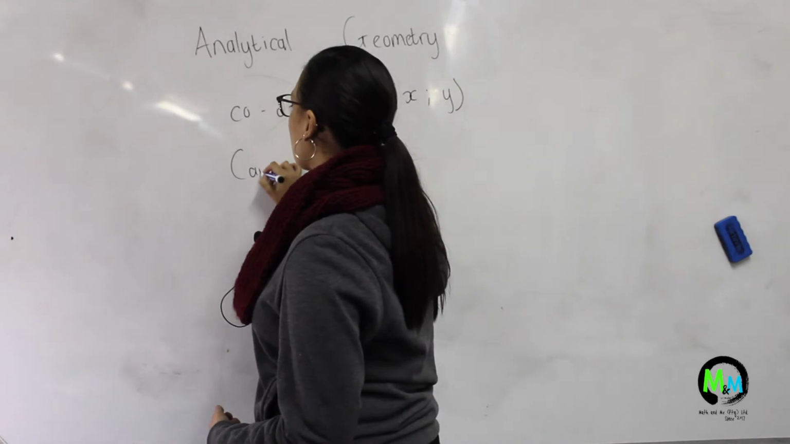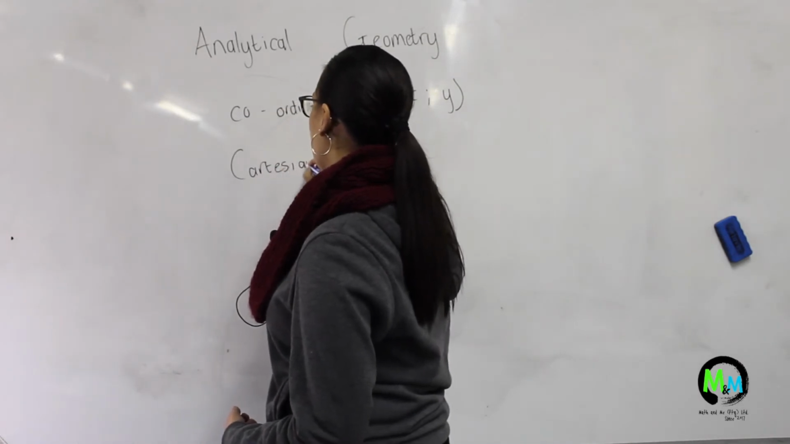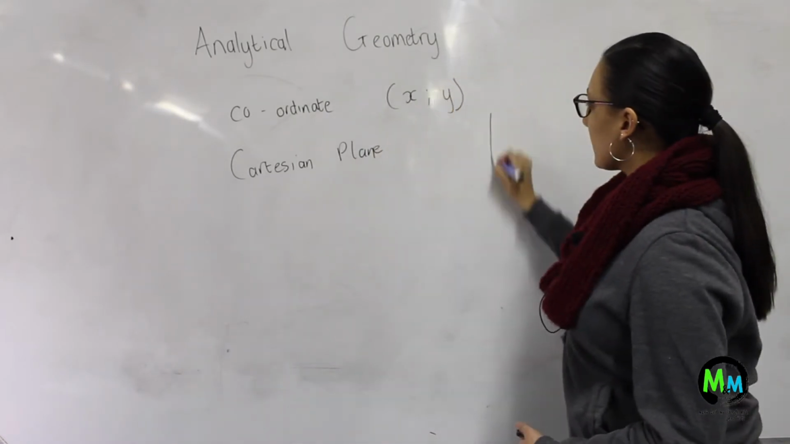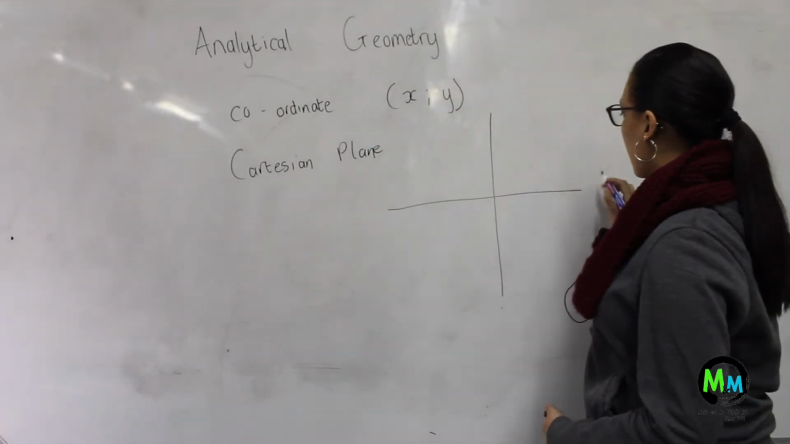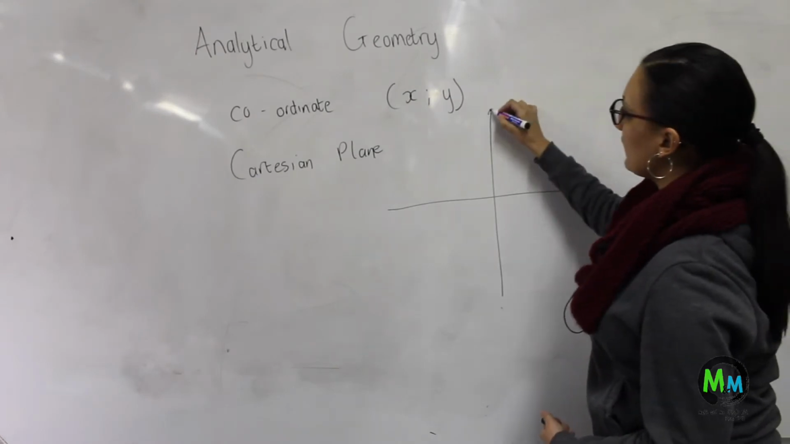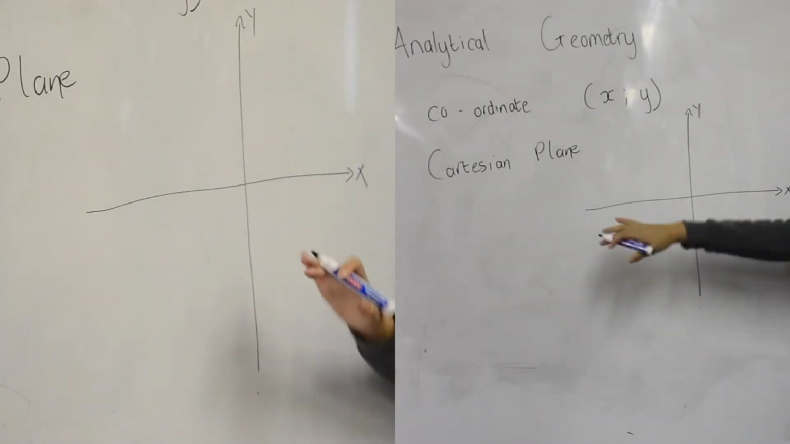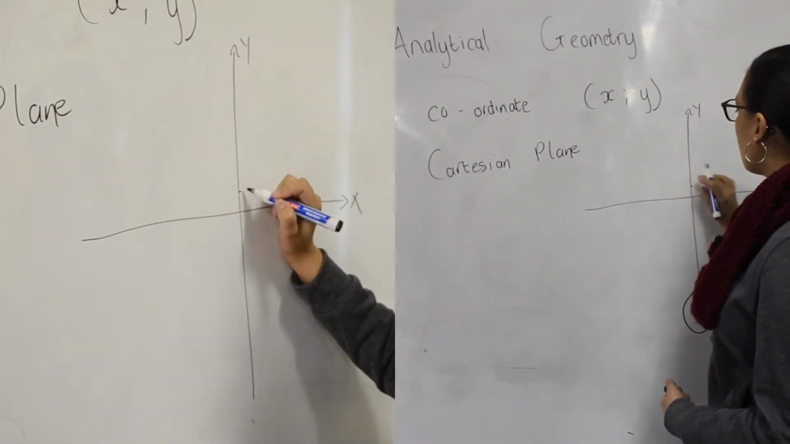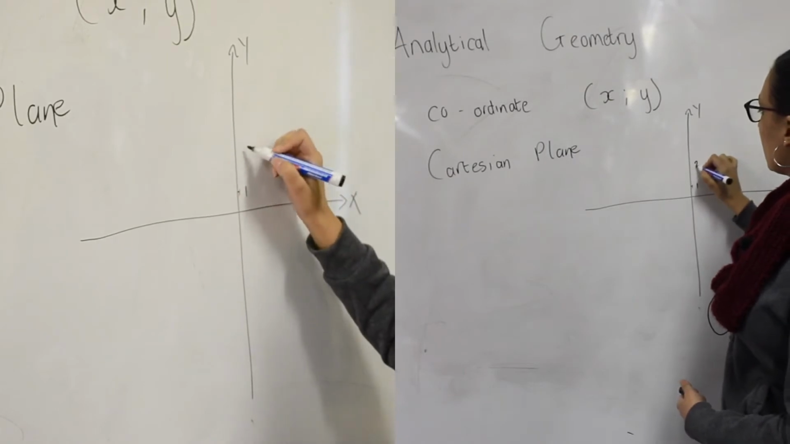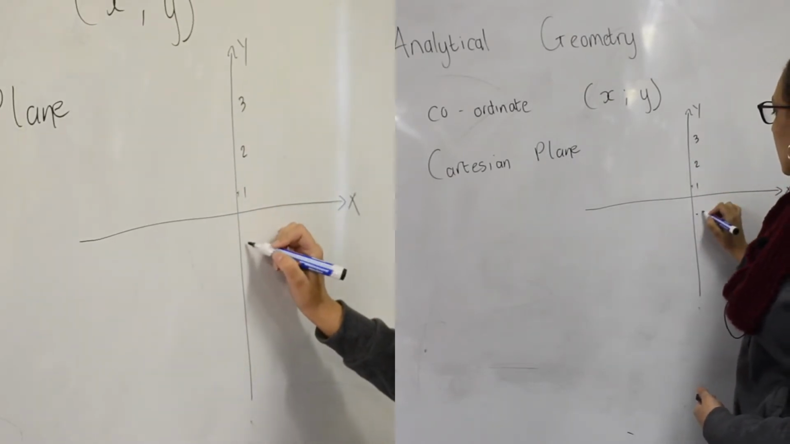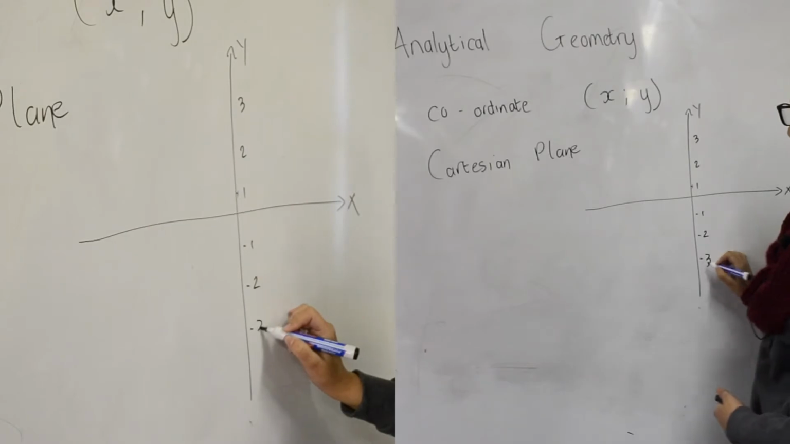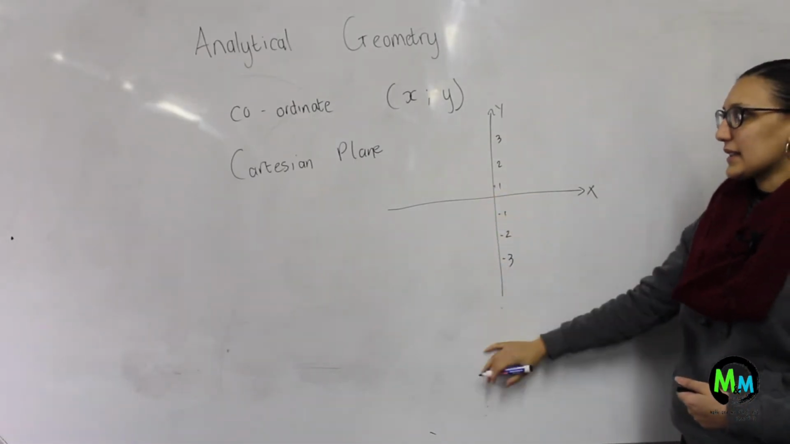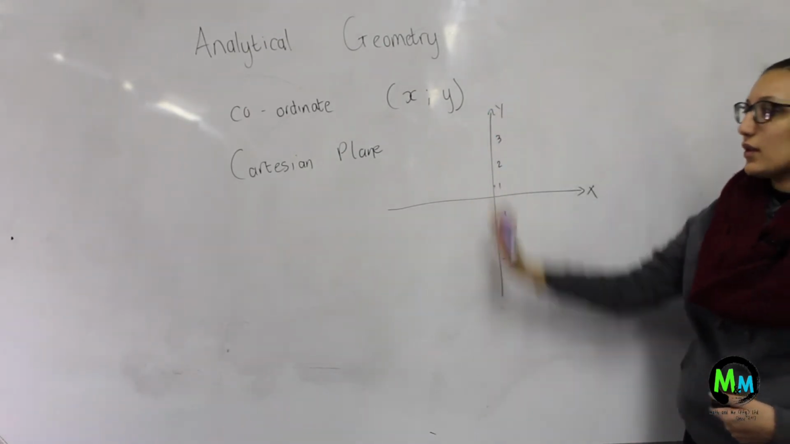Now let's talk about the Cartesian plane. The Cartesian plane is made up of two axes, x and y. Y is your vertical, x is your horizontal. I'm going to put in some numbers here. So we go 1, 2, 3. Negative 1, negative 2, negative 3. So everything below the x-axis is negative and everything above is positive for your y values.